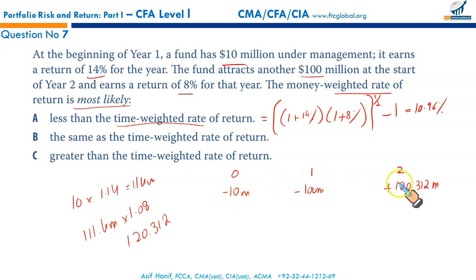Now these are the cash flows, CF0, CF1 and CF2. You just use the financial calculator and calculate the IRR. I'm sure you know what to do. When you do, you will get your IRR, the money weighted rate of return, to be 8.53%. So that makes which to be the correct option? The money weighted rate of return is most likely less than the time weighted rate of return. This is the time weighted rate of return, this is money. So that makes A to be the correct option.